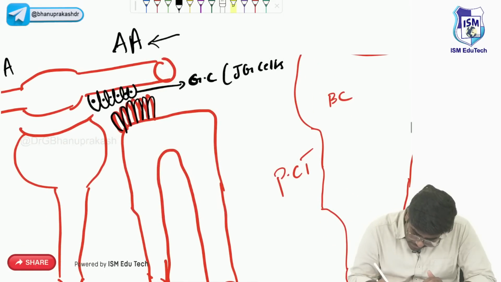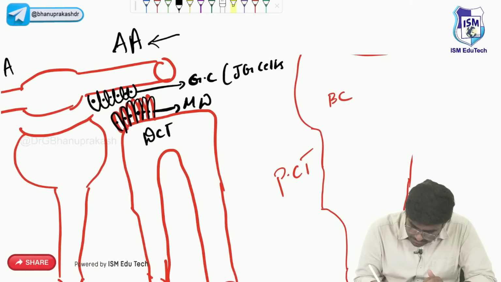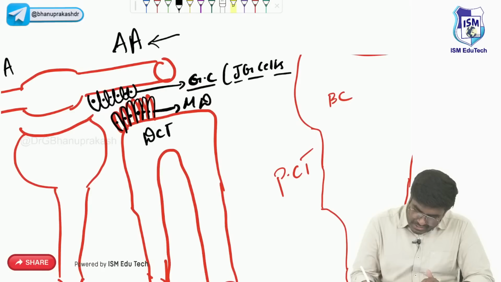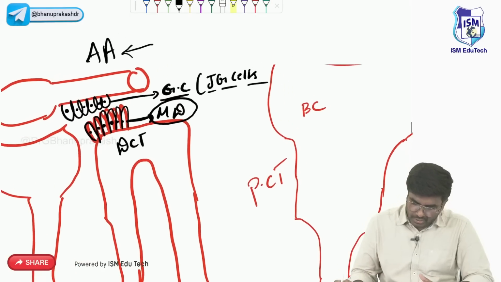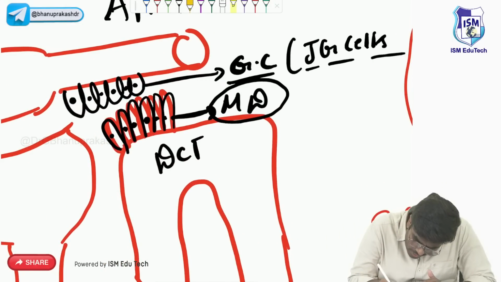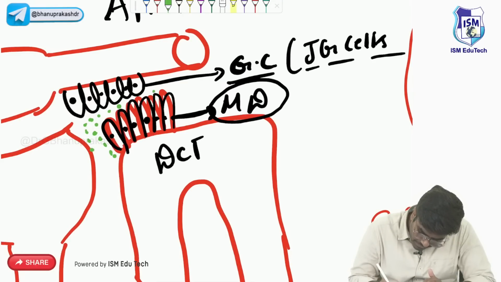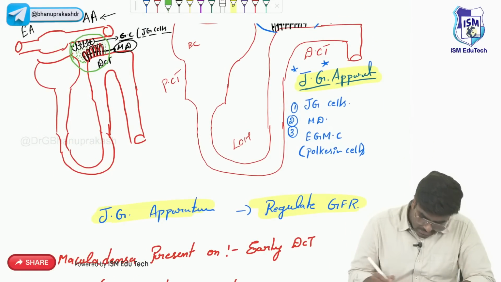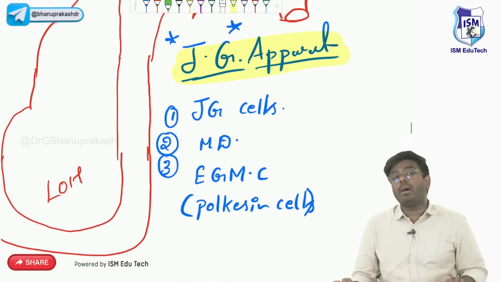And there are cells which are present on the distal convoluted tubule. These cells are called MD cells, macula densa. So, juxtaglomerular cells, JG cells, are granular cells, along with the macula densa. And in between them, there are also certain interstitial cells, which are called extraglomerular mesangial cells. So all these three together form the juxtaglomerular apparatus.